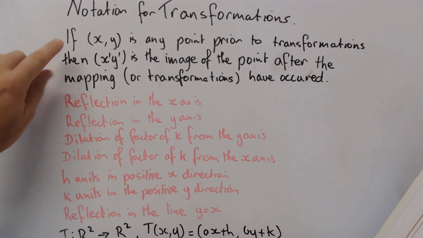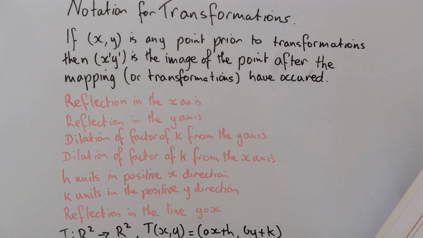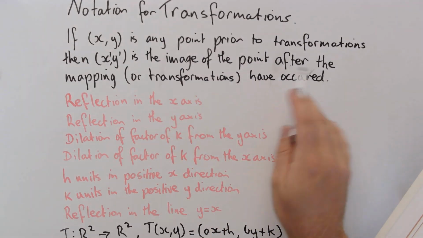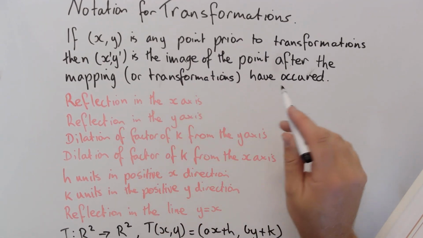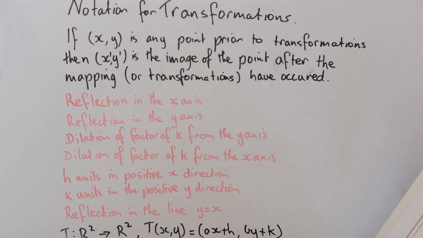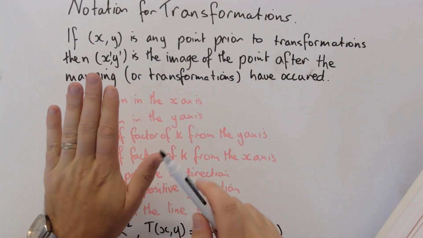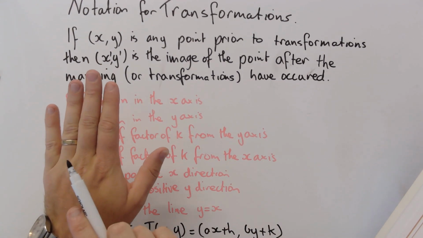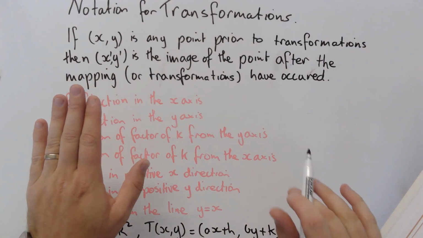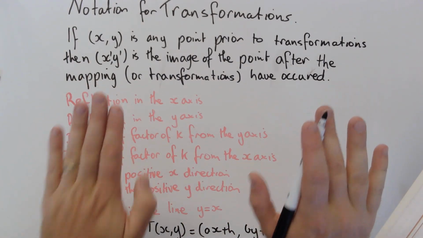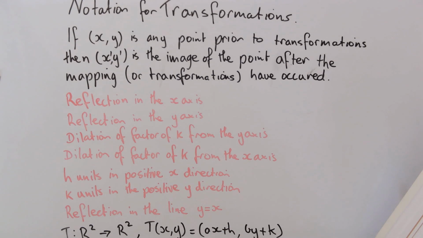So, if we've got a point (x, y) that is any point prior to transformations, then the point (x', y') is the image of the point after the mapping, or transformations, have occurred. Mapping is just taking points on one plane and, under a series of transformations, putting them onto a new plane. Both of them will be a Cartesian plane for what we're worried about. We're going to have a little look at what some of these actually look like.